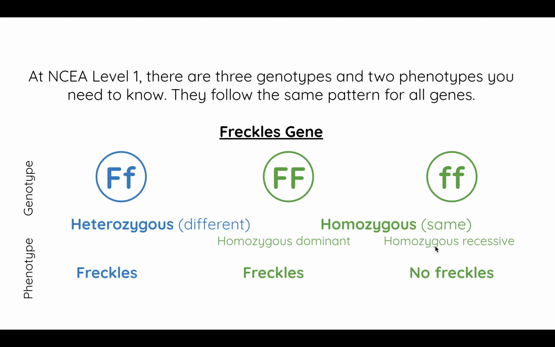These green guys over here, they are homozygous. So homo means same. Think about homosexuals, liking the same sex. Okay, so 2 big F's or 2 little f's. We can say they are homozygous dominant if they're 2 big F's, or homozygous recessive if they're 2 little f's. Homozygous dominant is obviously going to have freckles because it's got 2 big F's, the dominant allele. However, this one has got no big F. So it's homozygous recessive, there will be no freckles in the phenotype.